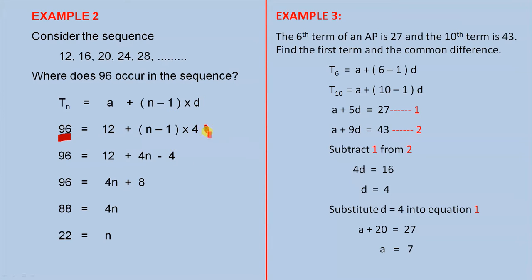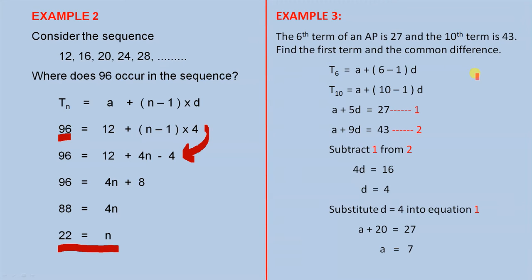So we get from that equation to this one, some simplification we get to there, so we get 4n equals 88, so n equals 22. So 96 is the 22nd term. That's what that means. n equals 22 means that 96 is the 22nd term.